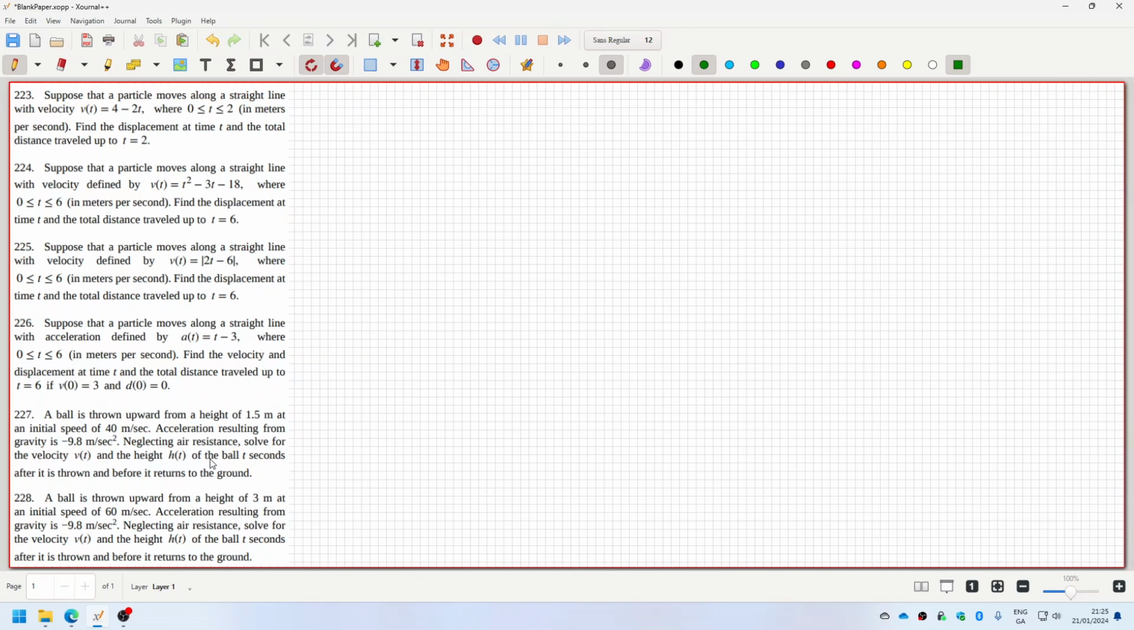Hey, let's have a look here. Suppose that a particle moves along a straight line with that velocity. Find the displacement at time t.